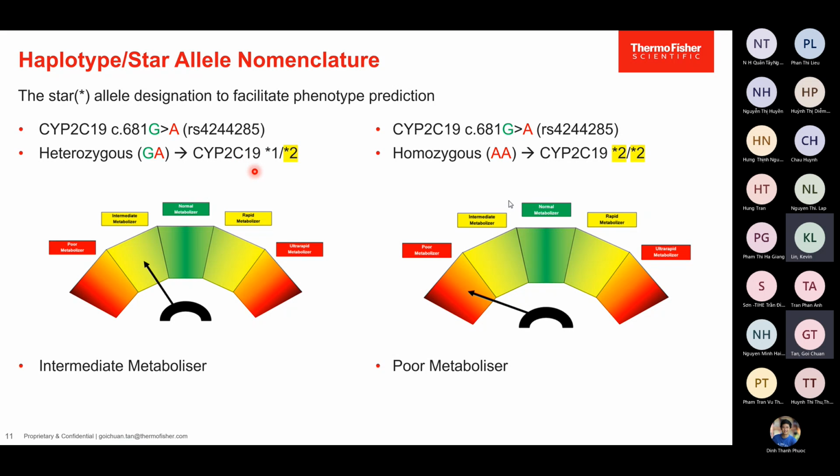If you are very familiar with this gene, when I see a star 2, I know that this represents no function. So when I see star 1, star 2, I know this person is an intermediate metabolizer, as compared to if I had to see this or remember the rsID. And when I see star 2, star 2, it means that both copies are no function, so I know that this person is a poor metabolizer.